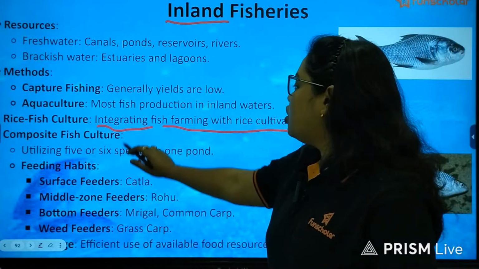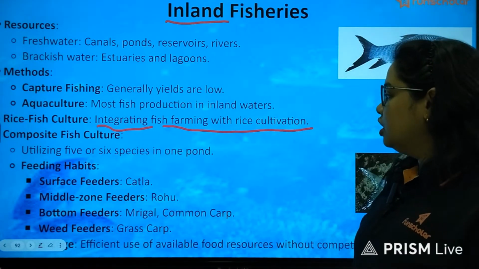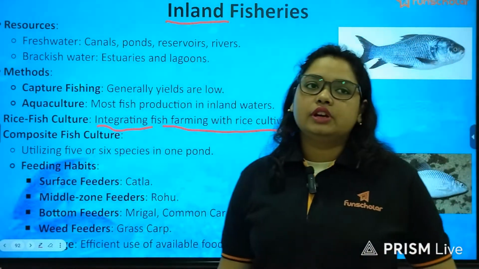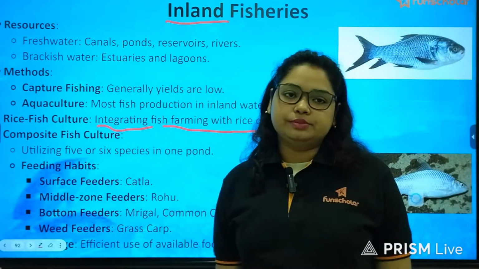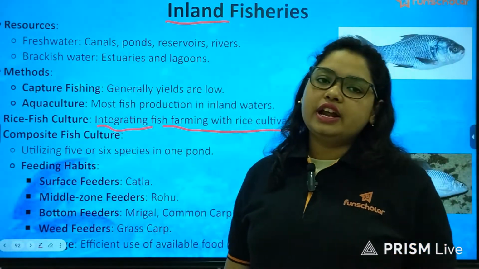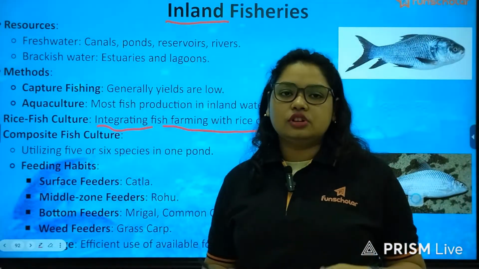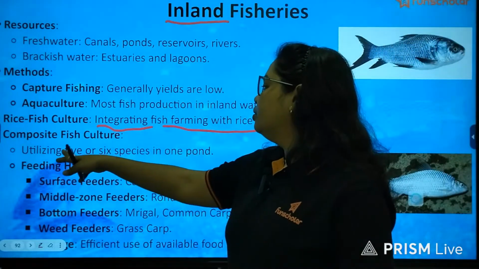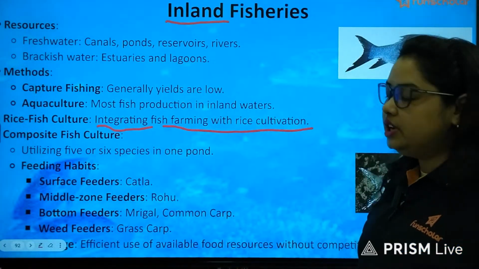And in composite fish culture, what is this? It is a very good method which will actually solve the problem of the lack of resources for multiple fish species. In this, we can cultivate different species of fish in the same resource or same reservoir. How can we do that? That we'll study now. It means utilizing 5 or 6 species in one pond only.